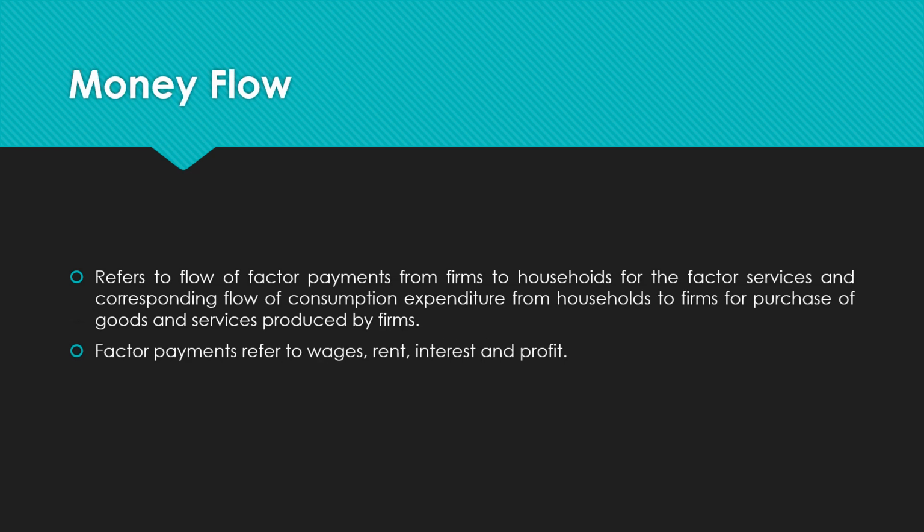Now, money flow. As the name tells us, it is when money is flowing between the households and firms. So, money flow refers to flow of factor payment from firms to households for the factor services and corresponding flow of consumption expenditure from households to firms for purchase of goods and services produced by firms. Factor payments refers to wages, rent, interest, and profit. This is the money payment done to the factors of production, right? So, when money is involved between both households and firms, that is called money flow.